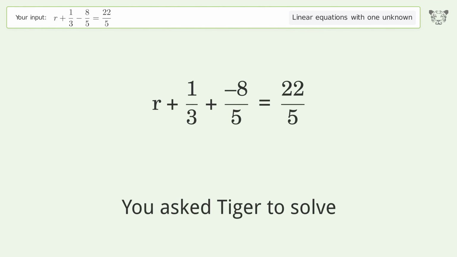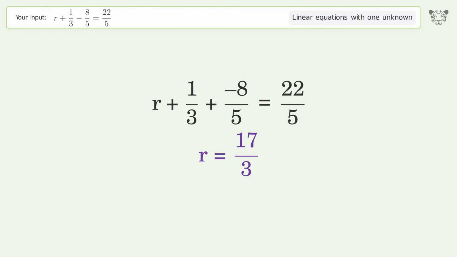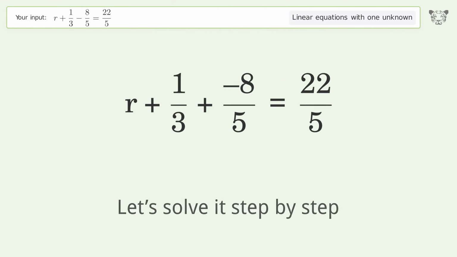You ask Tiger to solve. This deals with linear equations with one unknown. The final result is r equals 17/3. Let's solve it step by step.